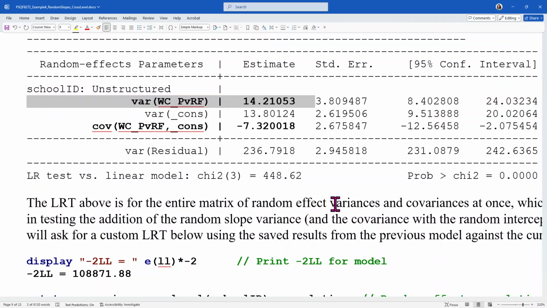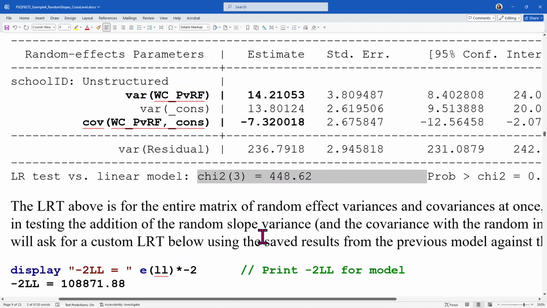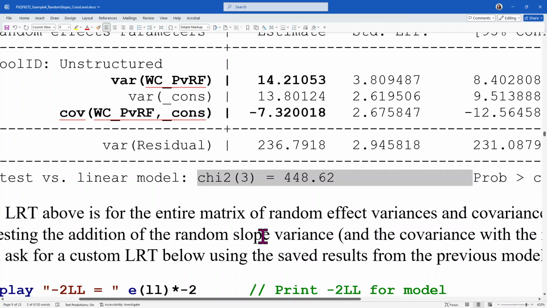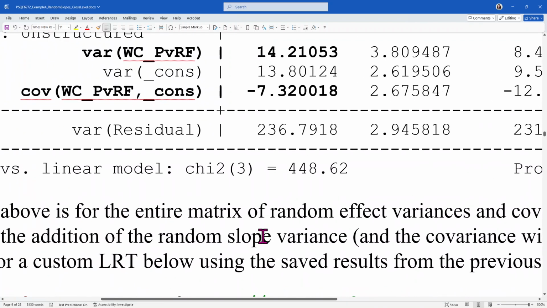That's a big number. It looks like it's different than 0 if I just eyeball the confidence interval. What about this hypothesis test right there? Does that tell me if my random slope is needed? There's one important clue that answers the question. I'm going to zoom all the way in. There. This number right here. That's your clue. 3 degrees of freedom.